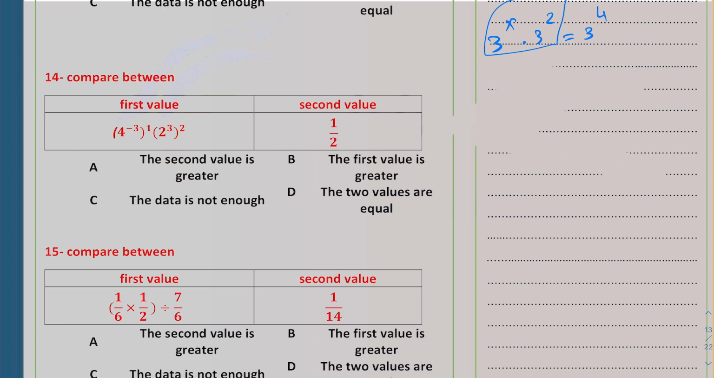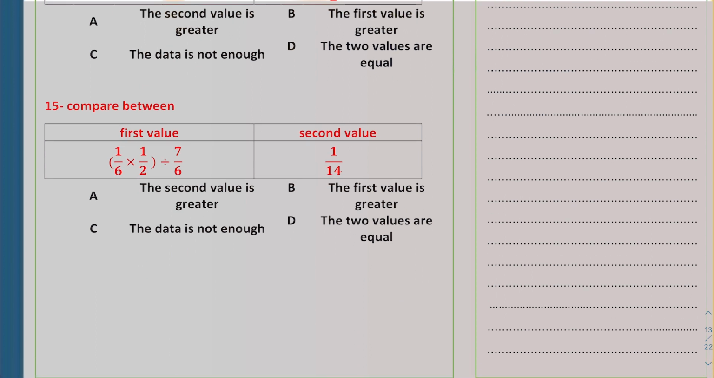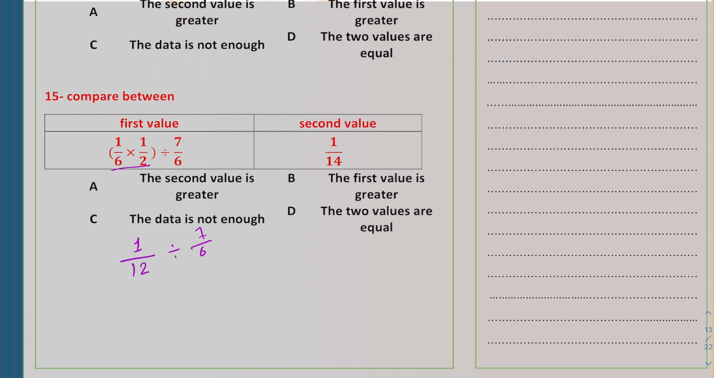This is question number 15. Also compare between the two quantities here. Okay? I will start from the bracket. 1 times 1 is 1. 2 times 6 is 12. Divided by 7 over 6. Okay. What is the meaning of division? Division means the reciprocal of the second fraction. So 1 over 12 multiplied by 6 over 7. We can simplify here. Divide the 6 by 6 is 1, and divide the other 6 by 6. So it's 1 over 12, or 1 over 14. 1 over 12 is more.